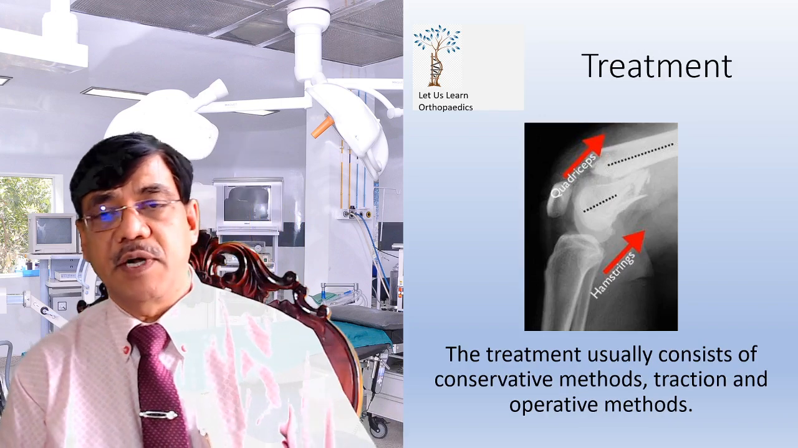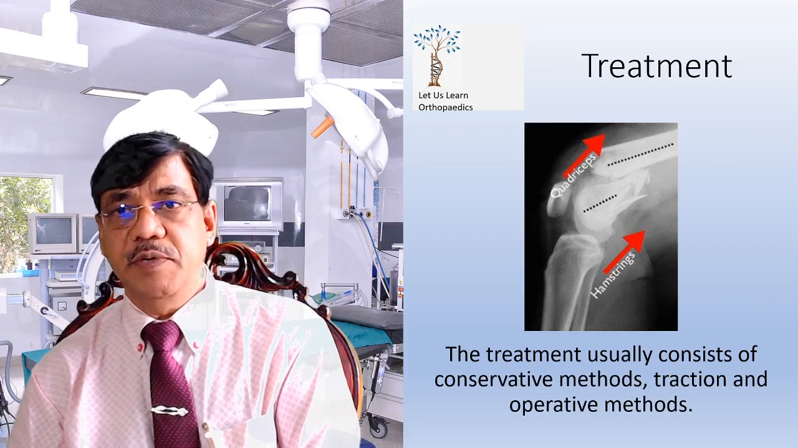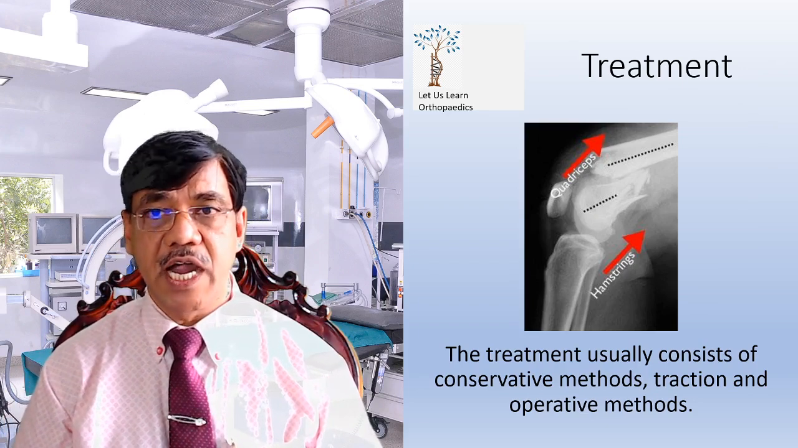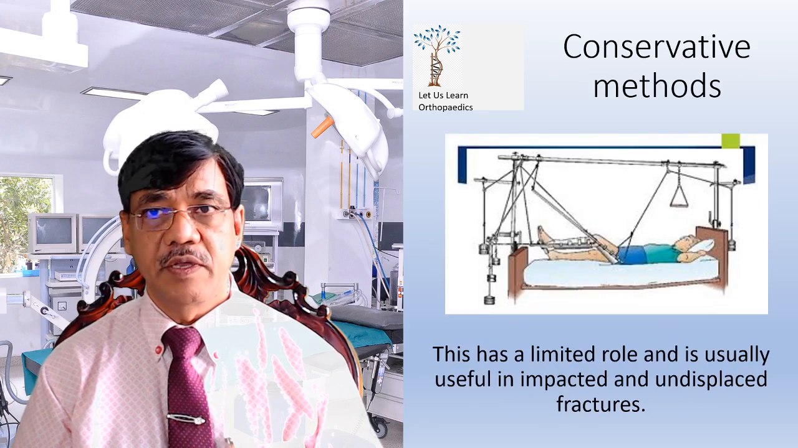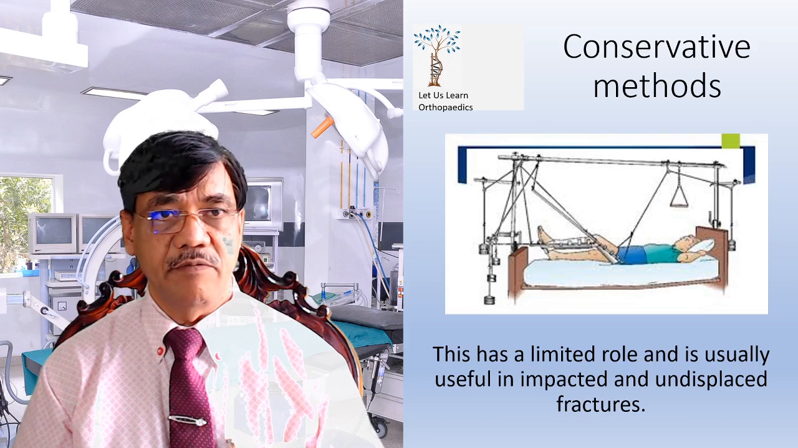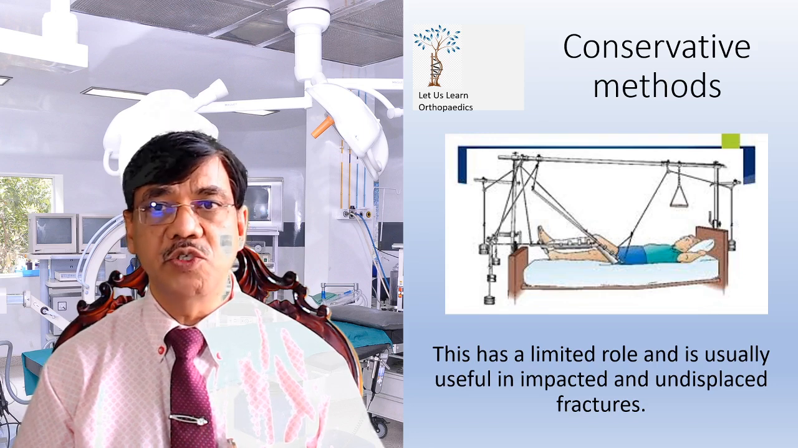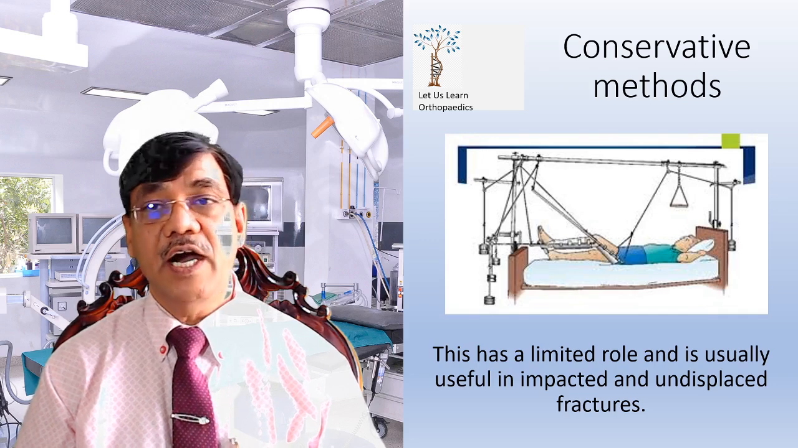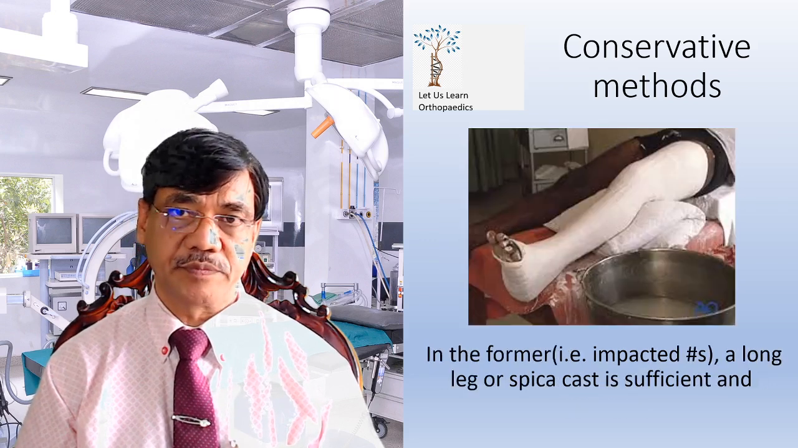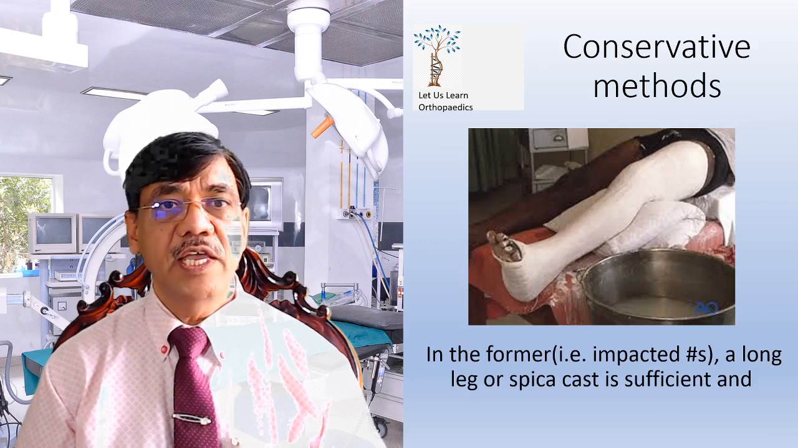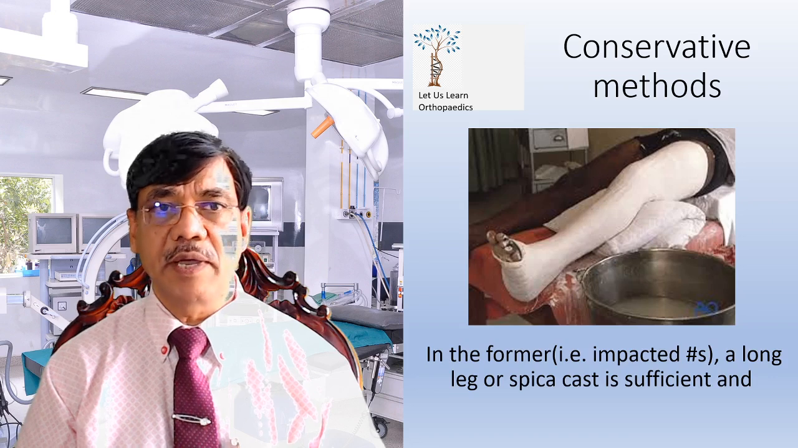Coming to the treatment part of the supracondylar fracture, the treatment usually consists of the conservative method, traction, and operative methods. As far as the conservative method is concerned, nowadays this has a limited role and is usually useful in impacted and undisplaced fractures only. So in the former, that is impacted fractures, a long leg or a spica cast is sufficient, as shown in this particular figure.